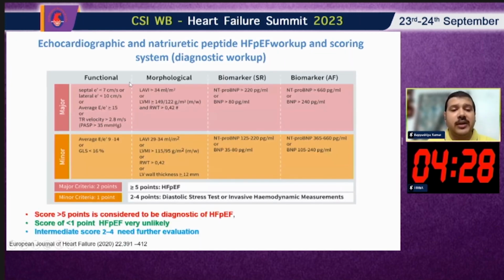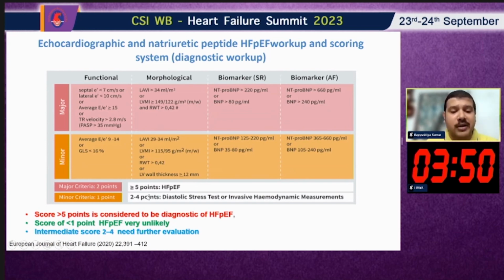This is the comprehensive echo. For functional, there are major criteria that carry 2 points: septal E prime less than 7, lateral E prime less than 10, or average E by E prime more than 15, and a TR velocity more than 2.8. We have a TR velocity more than 2.8, so 2 points for the patient. Morphological criteria are not given, so we have to look at whether the LA volume index is more than 34 mL per meter square, or the LV mass index is more than 149. The biomarkers are given. I have an HFpEF patient with NT-proBNP more than 660. So for my patient, 4 points are there, 2 plus 2: 2 for this major biomarker criterion, 2 for the functional criteria. The morphological criteria, I have to look at in the further comprehensive echo.